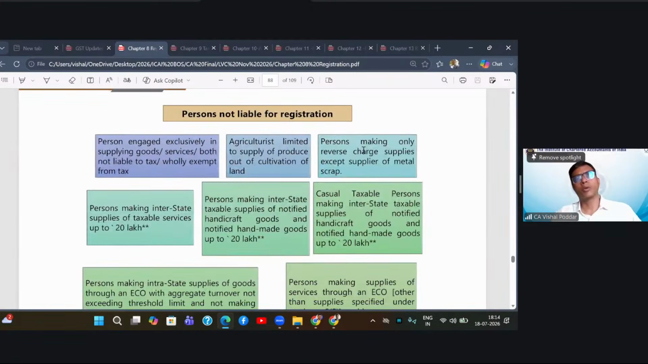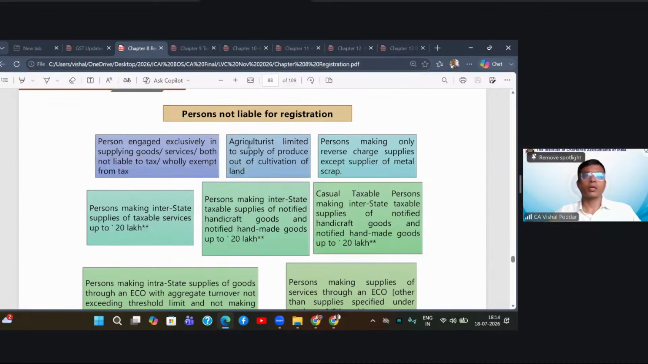Now, under section 23, who are excluded, exempted from taking registration despite crossing the threshold of turnover? Those who are exclusively engaged in supplying goods which are either wholly exempt from tax or which are not liable to tax. So if you are engaged exclusively in supply of such goods or services which are wholly exempt or which are outside GST, with no other supply other than this, you need not take registration.